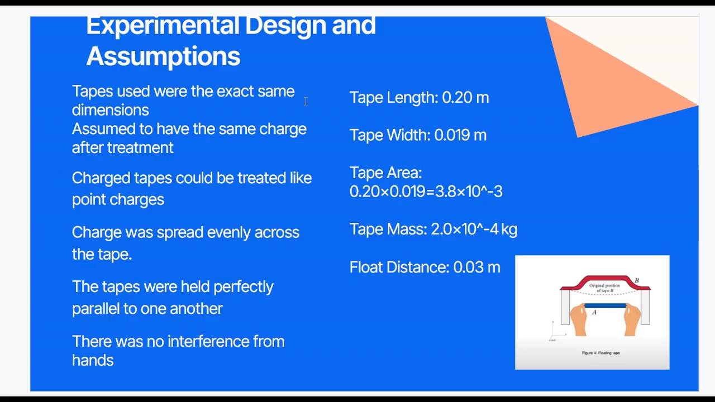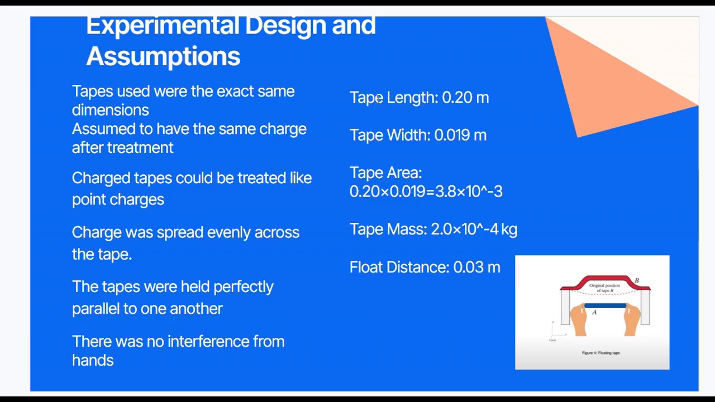So it's pretty easy. So for experimental design and assumptions, we assumed that the tapes were the exact same dimensions, that they had the same charge. The charged tapes could be treated like point charges, with the charge spread evenly across the tape. The tapes were held perfectly parallel to one another to avoid any weird vectors, and there was no interference from our hands which were touching them. So some pretty big assumptions here.